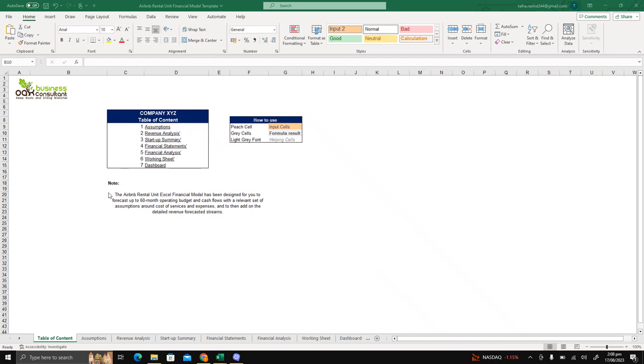Today we have brought you another financial model. This one is the Airbnb rental unit financial model template. It is based on forecasted up to 60 months of operating budget and cash flows as well as the revenue forecast. Coming towards how to use, as you can see over here, the peach cell shows the input cells, whereas the gray cell shows formula results. The light gray font is the helping cells.